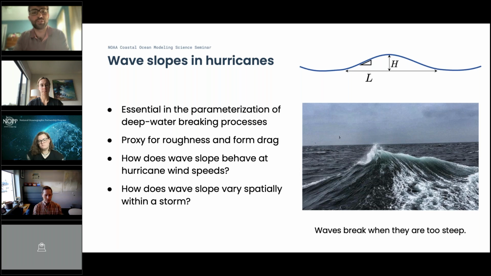Wave slope has also been shown to be a proxy for roughness, and has also been shown to correlate with form drag, which is an important component of drag in hurricanes. And so some of the questions we've been trying to tackle are, one, how does wave slope behave at hurricane wind speeds? A lot of work has focused on these lower wind speed regimes, less than 20 meters per second. So asking the question of how does it behave at 30, 40, 50 meters per second, close to the storm? And then also, how does wave slope vary spatially within a storm? And so next slide, please.